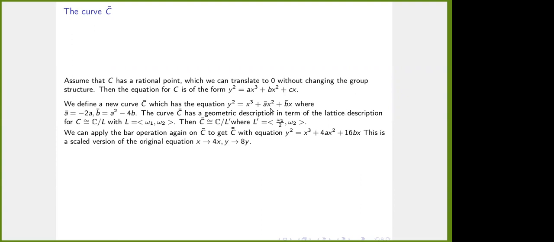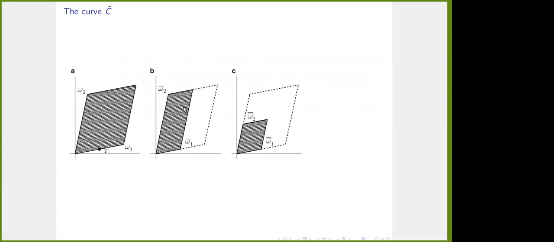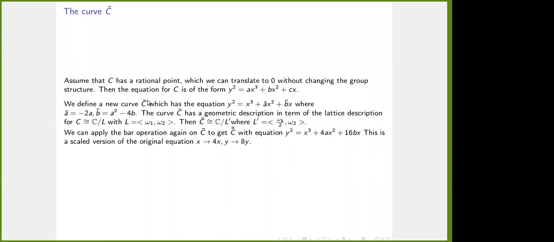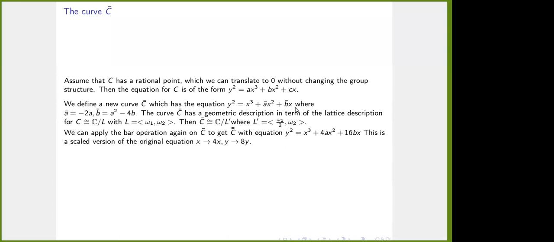So the curve has a geometric description in terms of the lattice description. This is the point I was saying earlier: this curve C bar is basically half of omega 1, and omega 2, the same thing. Although we don't need that for the proof, that's basically where we're getting this a bar and b bar roughly from. Otherwise this is just some random looking formula, and the map phi will be kind of arbitrary. So a bar is minus 2a and b bar is a square minus 4b.